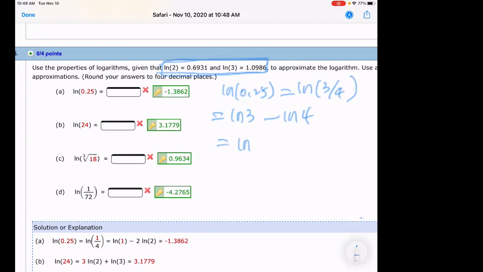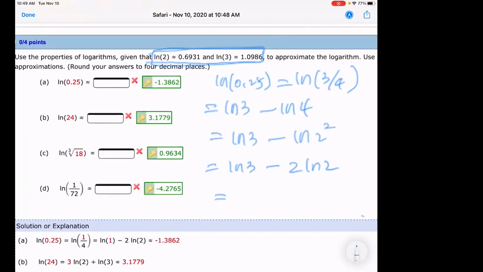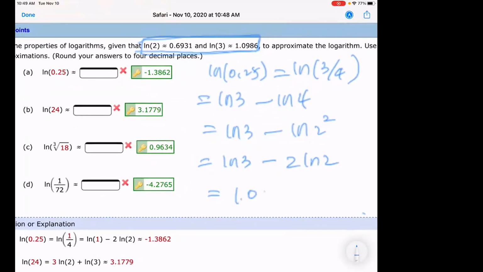And then you say natural log of 3 minus natural log of 2 squared, because 4 is the same as 2 squared. So you rewrite it as natural log of 3 minus 2 times natural log of 2. I'm using the log expansion properties. So now I know natural log of 3 is 1.0986 minus 2 times 0.6931. So when you calculate all that, you get negative 1.3862.